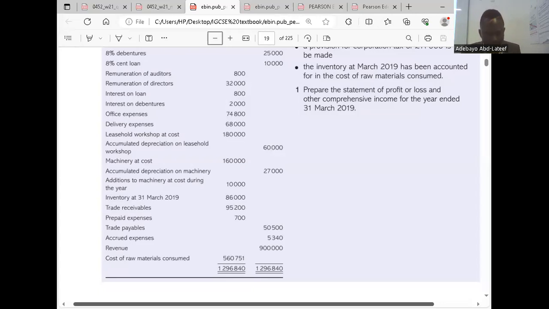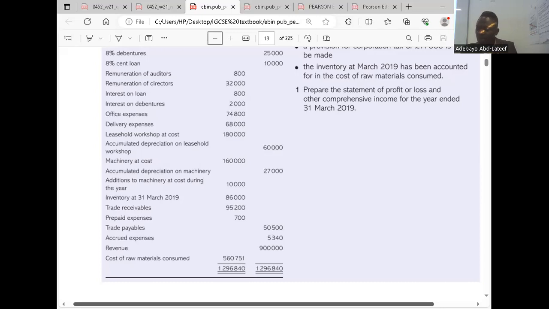Is it clear, please? Then we have trade payables. When we talk about trade payables, we are talking about our credit suppliers. Credit suppliers are considered as current liabilities. So it's not going to be part of our expenses. It will rather be part of the statement of financial position. Then we have revenue, which is going to be the first thing we have to record here. And we have our cost of raw material consumed.